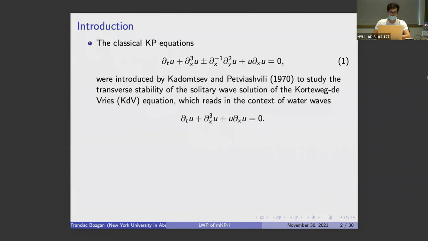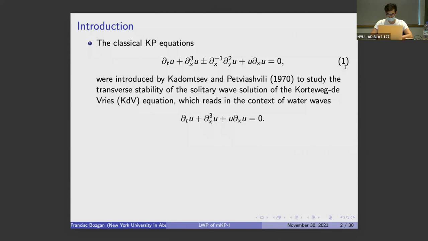The classical KP equations read as you can see on the screen. They were introduced by Kadomtsev and Petviashvili, two Soviet physicists, in 1970 to study the transverse stability of the solitary wave solution for the KdV, the famous KdV, which reads: the time derivative of u plus the third derivative in x of u plus the nonlinearity u times the x derivative of u equals zero. For the KP, we just add the weak transverse effects from the y-axis, which reads the inverse derivative in x, twice the two derivatives in y.